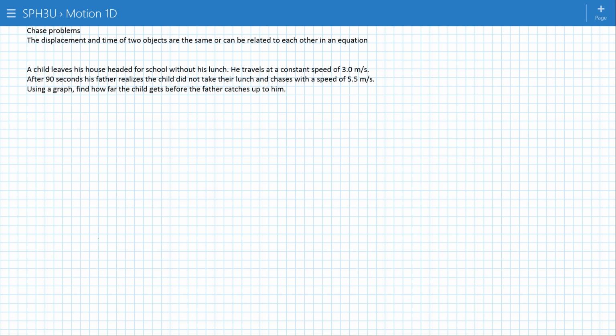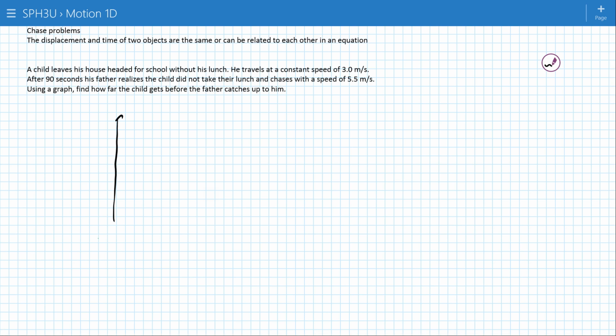So this is a straightforward one to get us started. A child leaves his house headed for school without lunch. He travels at a constant speed of 3.0 meters per second. After 90 seconds, his father realizes the child did not take his lunch and chases with a speed of 5.5 meters per second. Using a graph, find out how far the child gets before his father catches up with him.